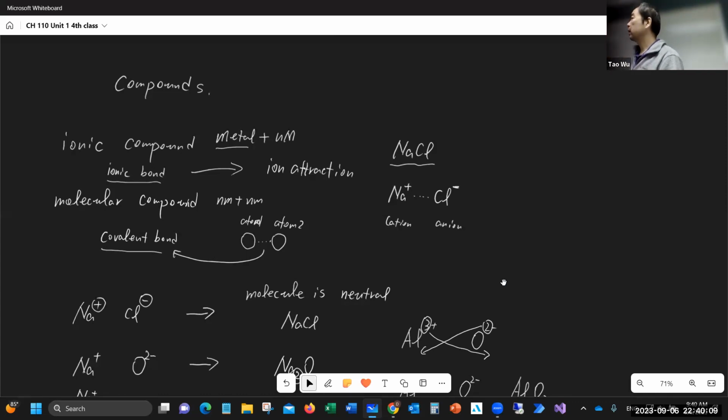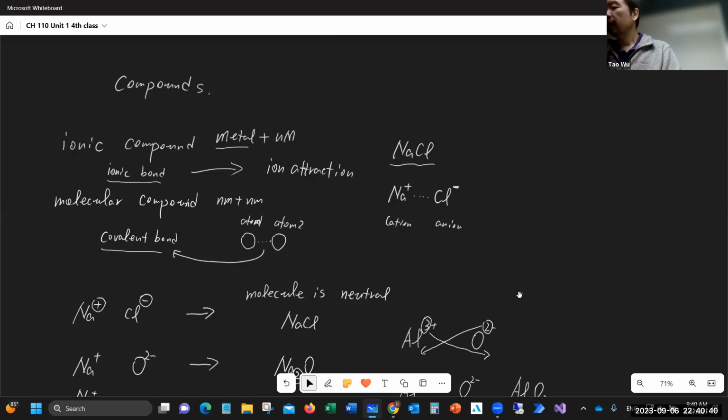But molecular compounds do not have an ionic bond. Generally, they have bonds between atoms, right? The ionic bond is the bond between ions. So the ionic compound is actually a cation plus an anion, and the cation and anion have bonds, but the molecular compound is two atoms, and the two atoms have bonds. So that is the difference.